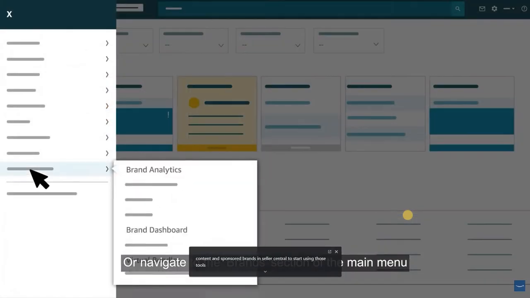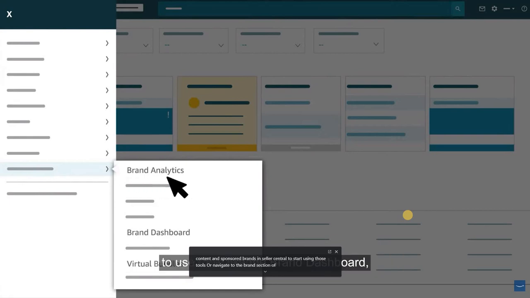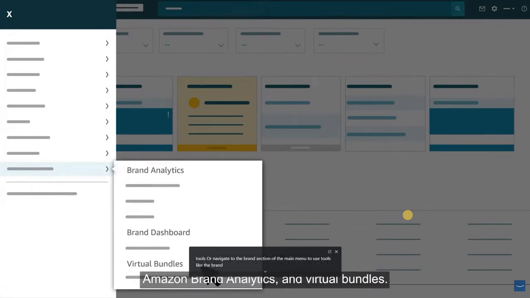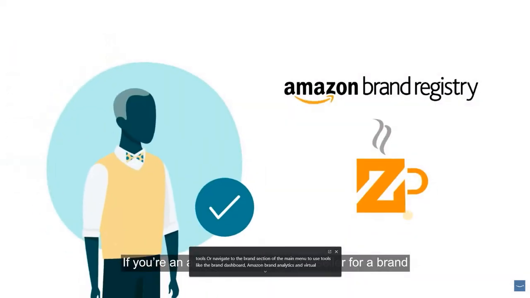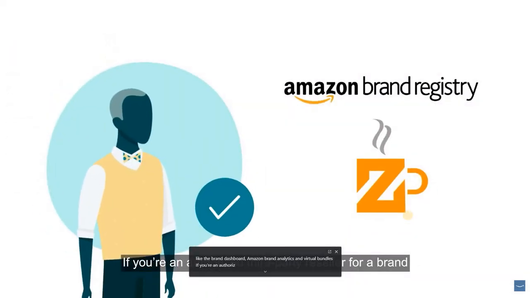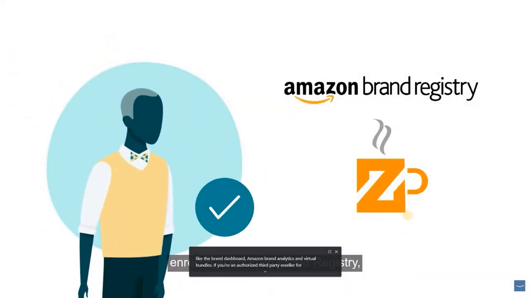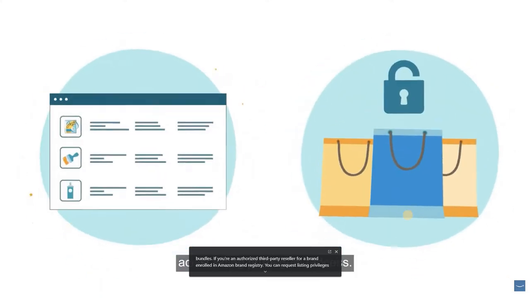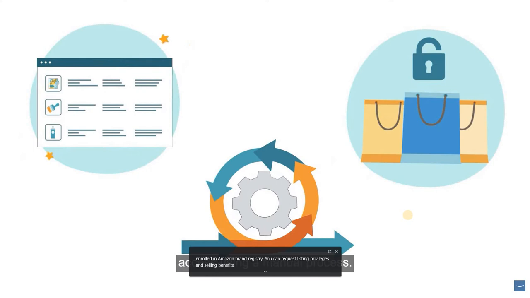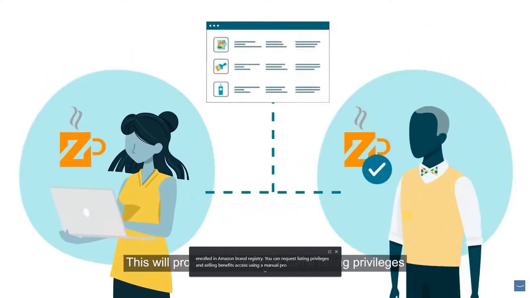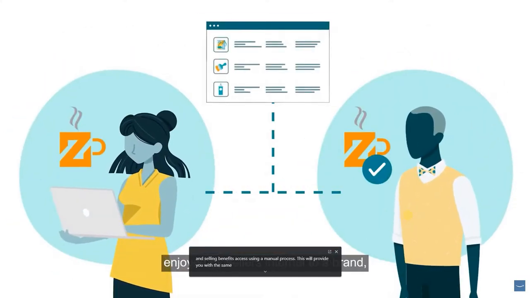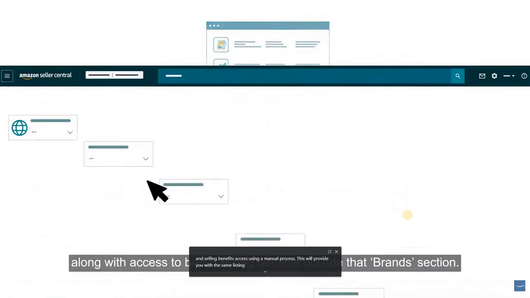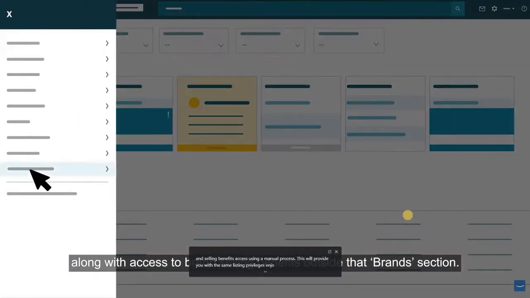Or navigate to the Brand section of the main menu to use tools like the Brand Dashboard, Amazon Brand Analytics, and Virtual Bundles. If you're an authorized third-party reseller for a brand enrolled in Amazon Brand Registry, you can request listing privileges and selling benefits access using a manual process. This will provide you with the same listing privileges enjoyed by sellers internal to a brand, along with access to brand selling benefits outside that brand's section.